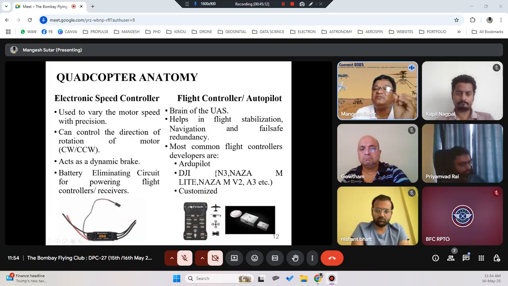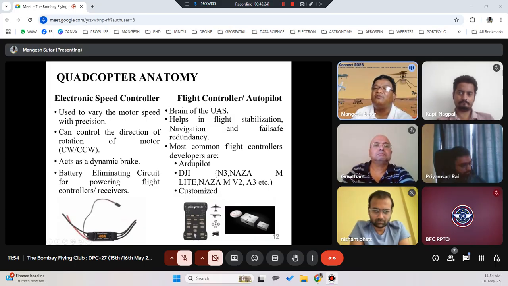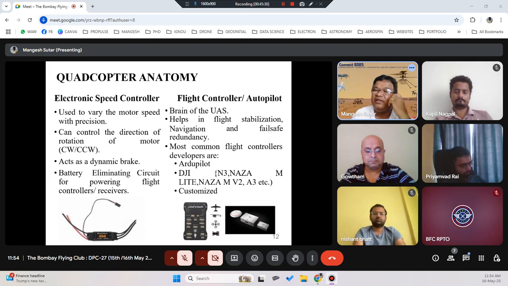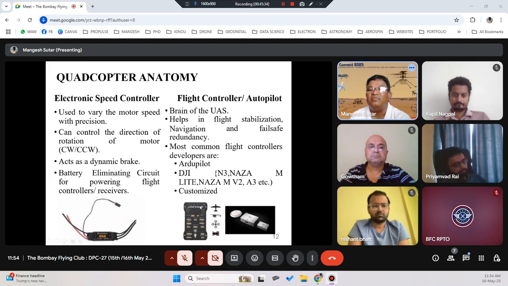The famous flight controller is called Pixhawk. You can see here Pixhawk, and there are a lot of variants of Pixhawk. This is a very basic flight controller called basic Pixhawk, and higher versions are like Pixhawk Orange Cube, White Cube, Blue Cube. Based on the color and the configuration, there are different types of flight controller available.